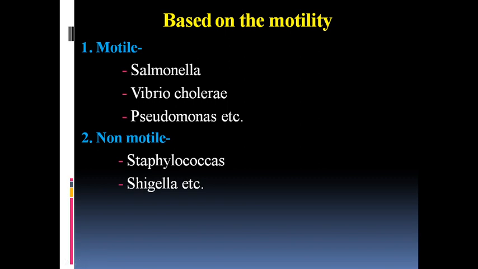See here, as I told you in the structure, flagella is responsible for the motility of bacteria. So when there is a flagella only, the bacteria can move. If there is no flagella, then the bacteria will be non-motile. The bacteria cannot be moved. So examples for motile bacteria are Salmonella, Vibrio cholerae and Pseudomonas, etc. Examples for non-motile bacteria are Staphylococcus, Shigella, etc.